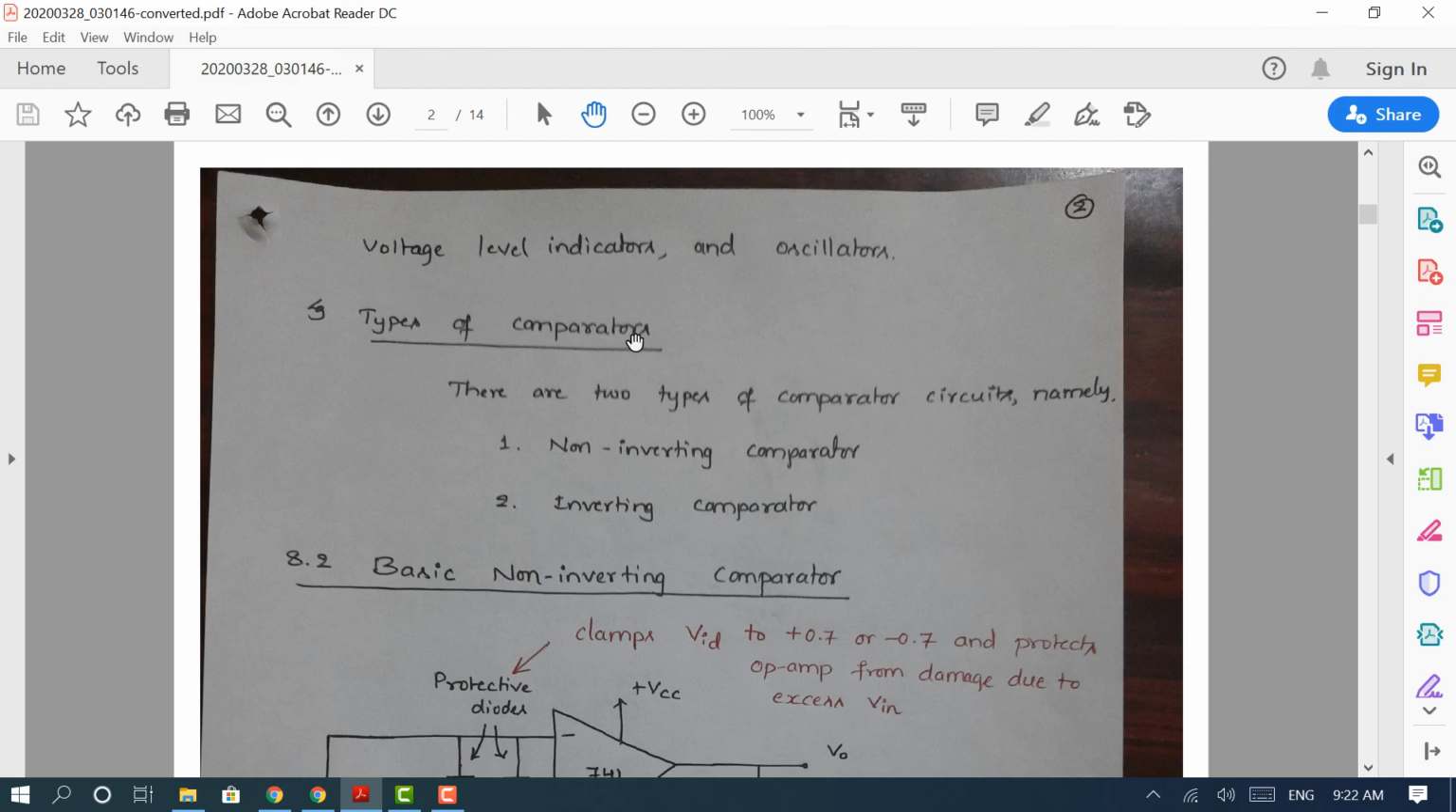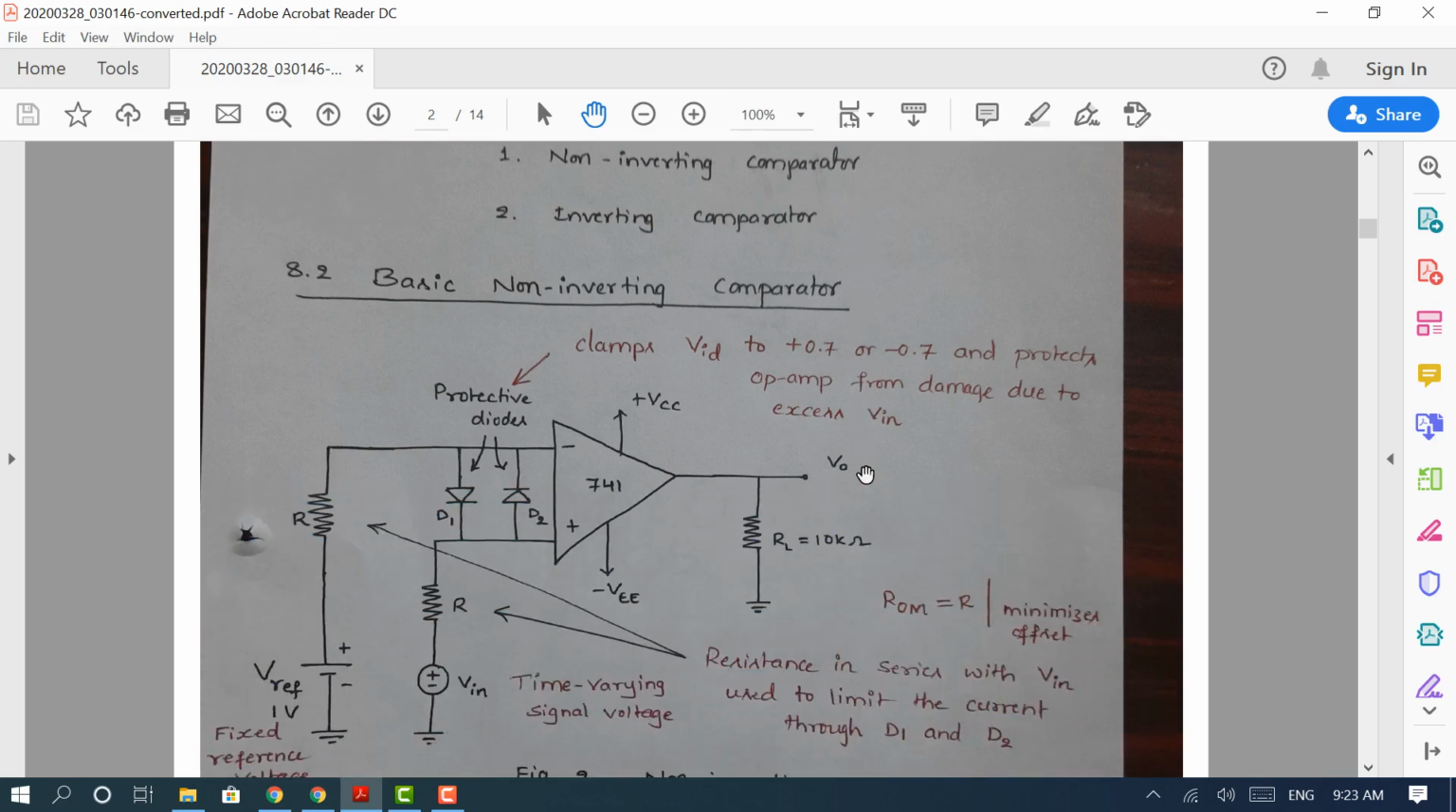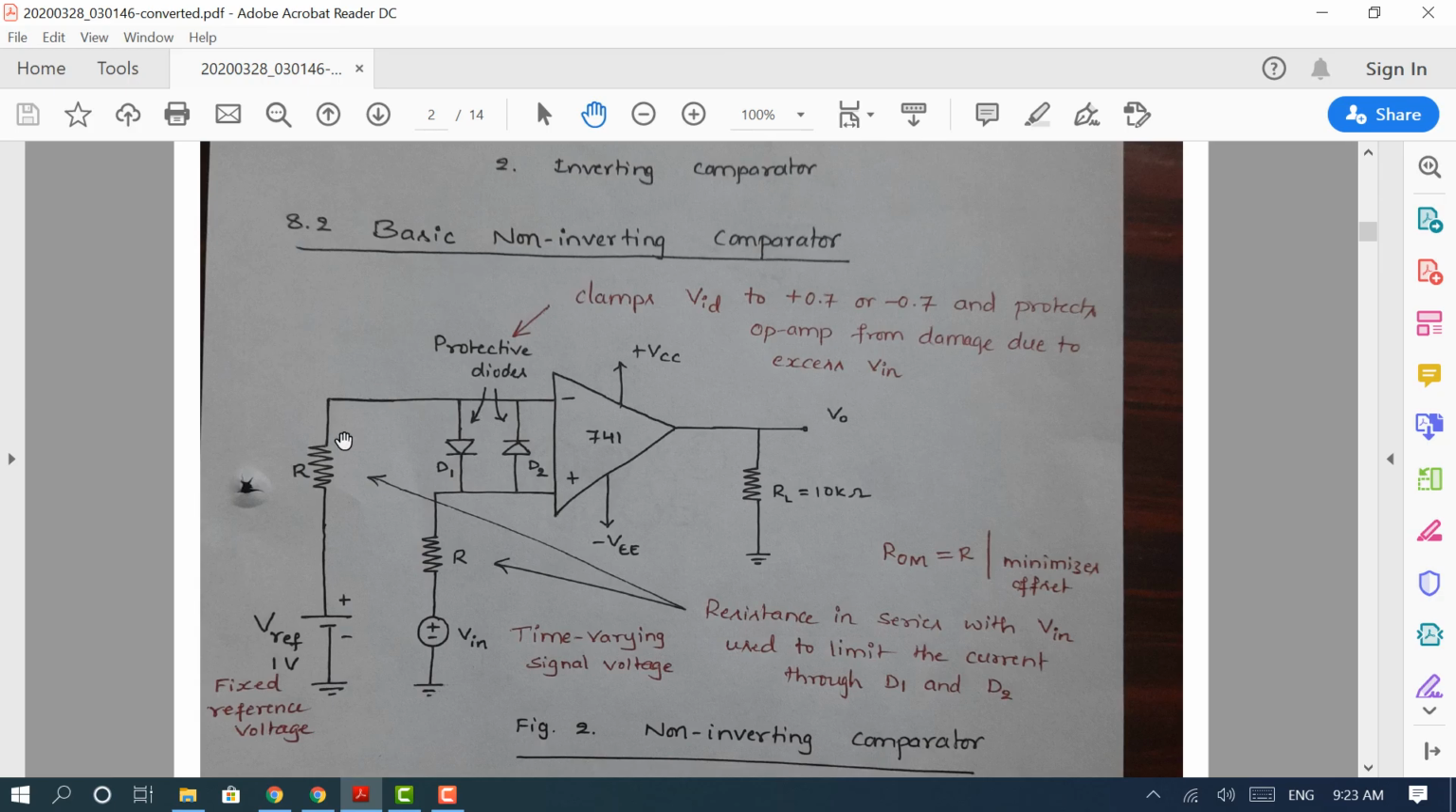Now, types of comparators. We just understood what a comparator is, and I have taken the example of a non-inverting comparator. Now we will proceed to understand the different types of comparator and their circuit details. Comparators can be broadly classified into two types, non-inverting comparator and inverting comparator. First, let us have a look at the non-inverting comparator. The basic non-inverting comparator circuit diagram is as shown here. Let us try to understand each element of this circuit diagram.